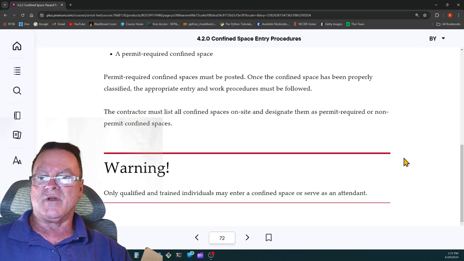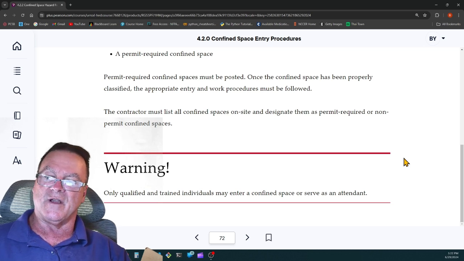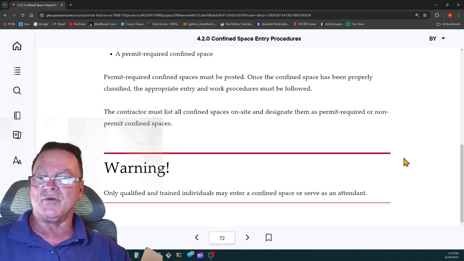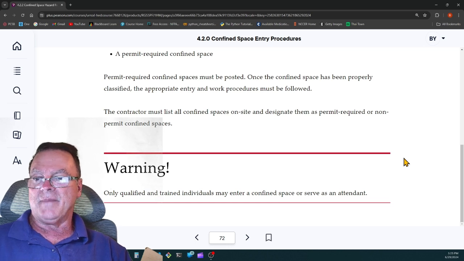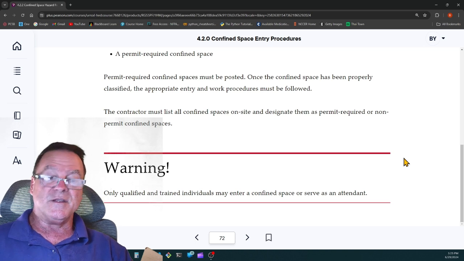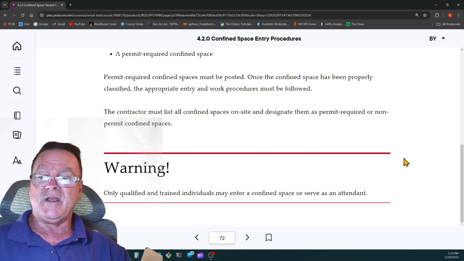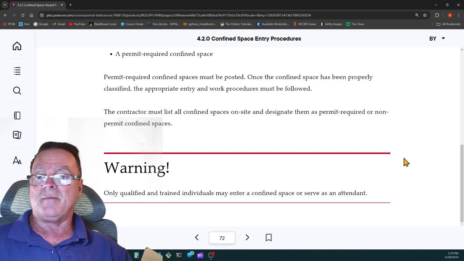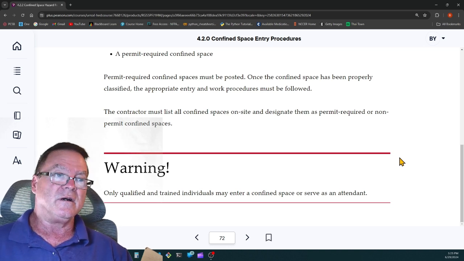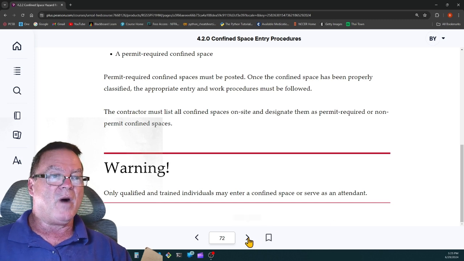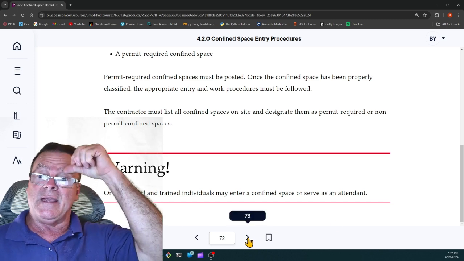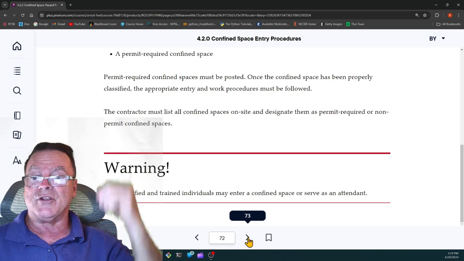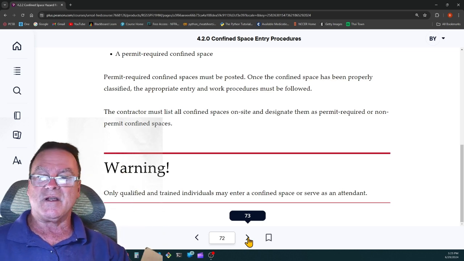So you can put a ladder in, your foreman can tell you you've got to go in there and do some work, and you can go in without having to have an entry permit. You still need to wear the proper PPE, you still need a recovery system, you still need a man up top keeping an eye on you. You still need to monitor the atmosphere in case something happens while you're in there and the atmosphere becomes harmful.